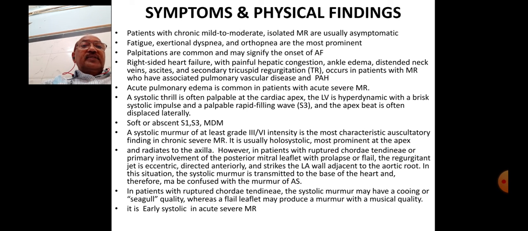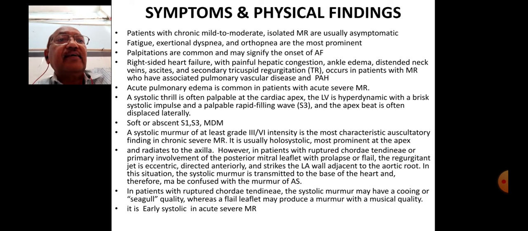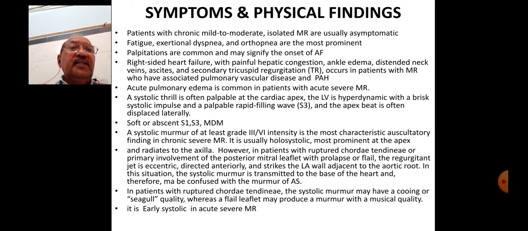In patients with ruptured chordae tendineae, the systolic murmur may have a cooing or seagull quality, whereas a flail leaflet may produce a murmur with a musical quality. It is early systolic in acute severe MR. So, one has to remember in chronic severe MR it is a pansystolic murmur, but in acute severe MR it is early systolic.